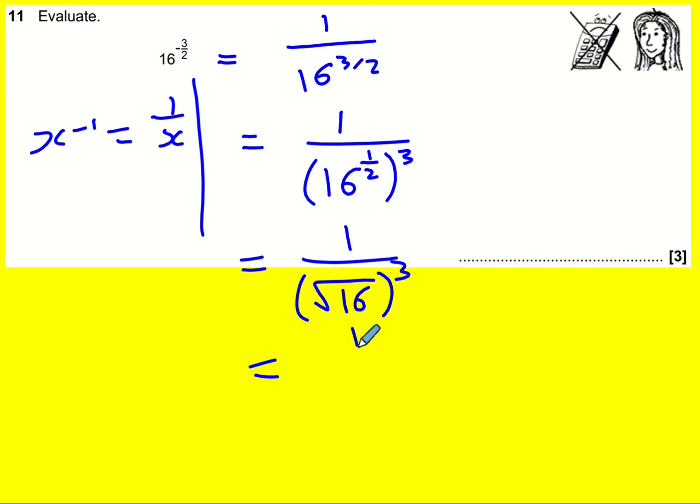The square root of 16 is 4, so it becomes 1 over 4 to the power of 3. And you need to know your powers of 4, or you can figure it out by hand, but 4 times 4 times 4 is 64, so it becomes 1 over 64.